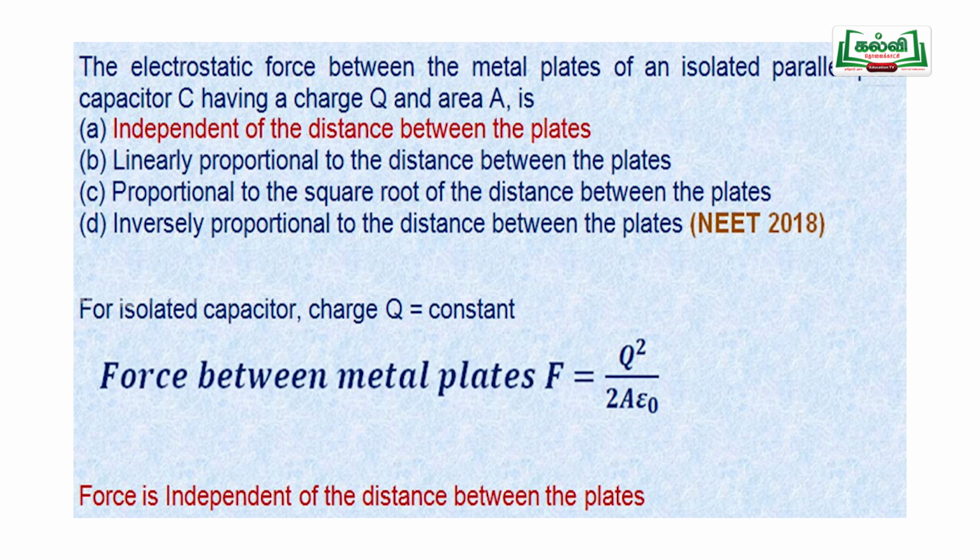The next one. It is a simple question. Electrostatic force between the plates of an isolated capacitor C having a charge Q and area A, what happens to the electrostatic force? Force between the metal plates, we have a formula F is equal to Q square by 2 epsilon naught A. Here force is independent of the distance and all other options are incorrect.